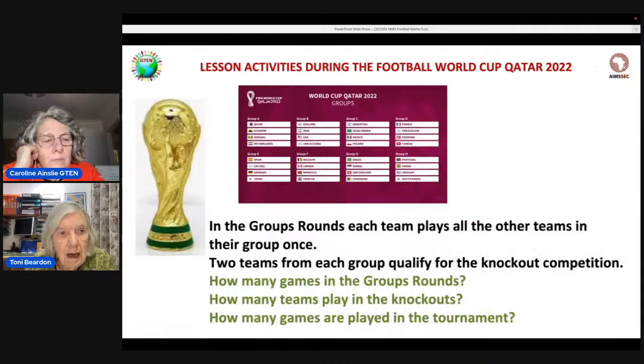Now in the group rounds, each team plays all the other teams in their group, and they play them once. So 2 teams from each group qualify. So how many games are there in the knockout rounds, Caroline?